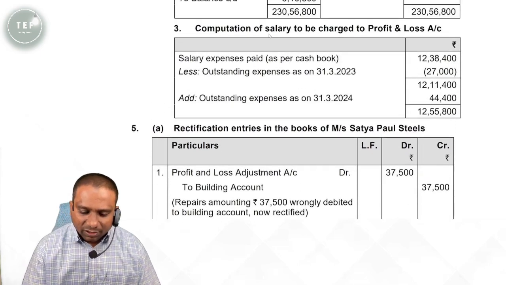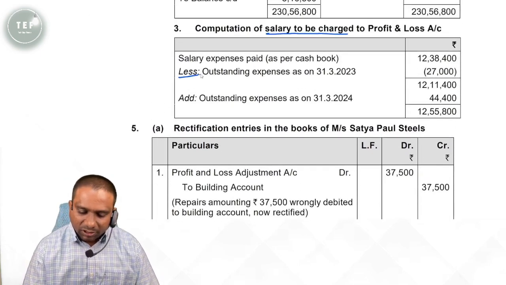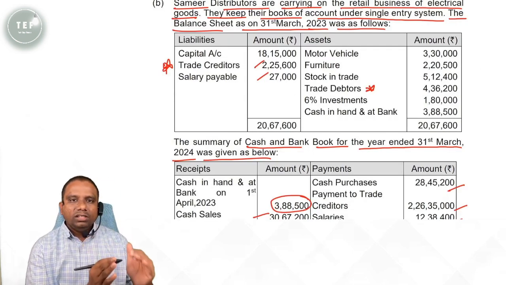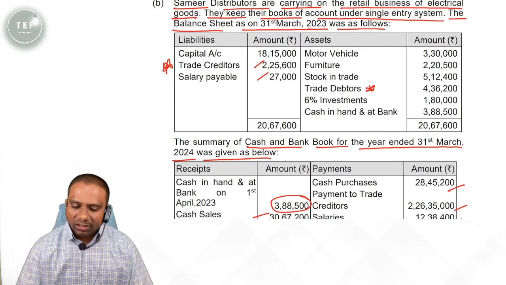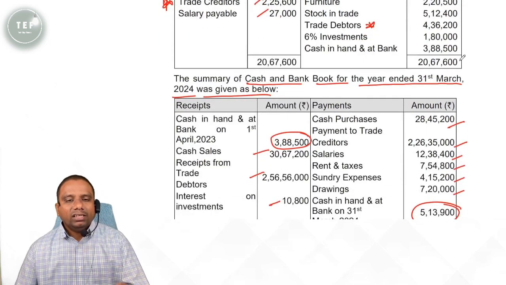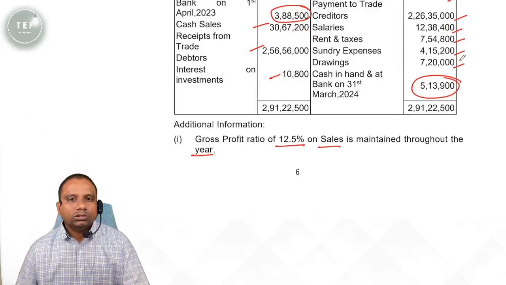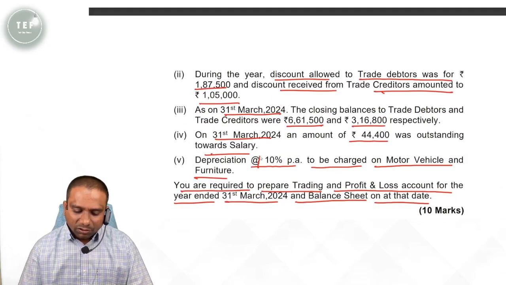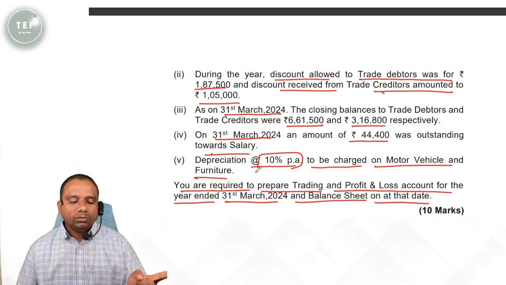Yeah, here they have given salary to be charged, so salary is deducted 27,000. Next one, so liability side completed. Now come to asset side. Motor vehicle 3,30,000 rupees. Now observe, is there any motor vehicle purchased during the year? No. Sold during the year? No. Depreciation? Yes. On the 10% motor vehicle depreciation, 3 lakhs into 10%, 30,000.